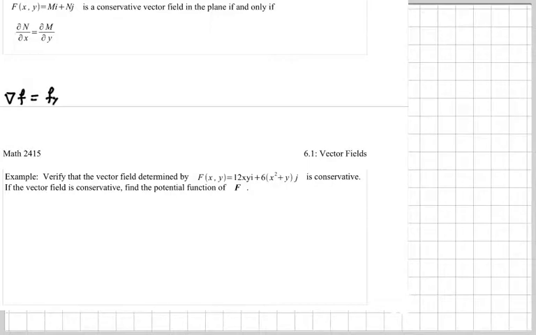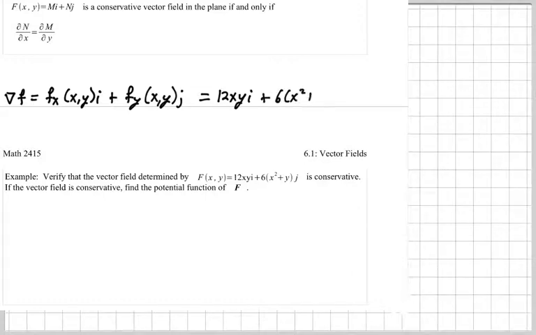Okay, so what we want is the gradient of this function f, which would be the partial derivative of f with respect to x i plus the partial derivative with respect to y j. We want that to be equal to our vector field, which is 12xy i plus 6 times (x squared plus y) j.